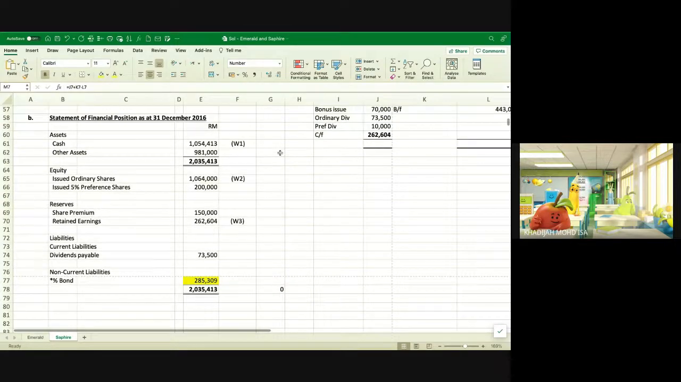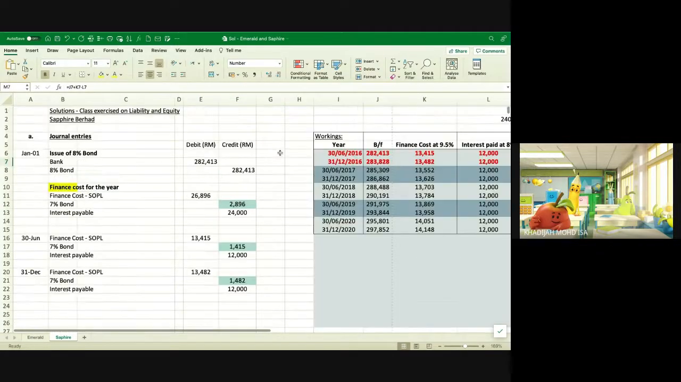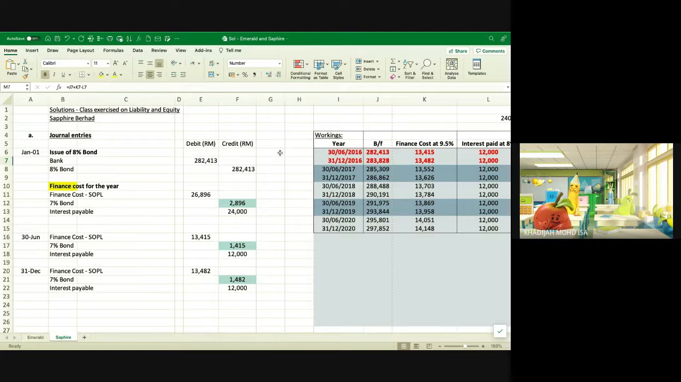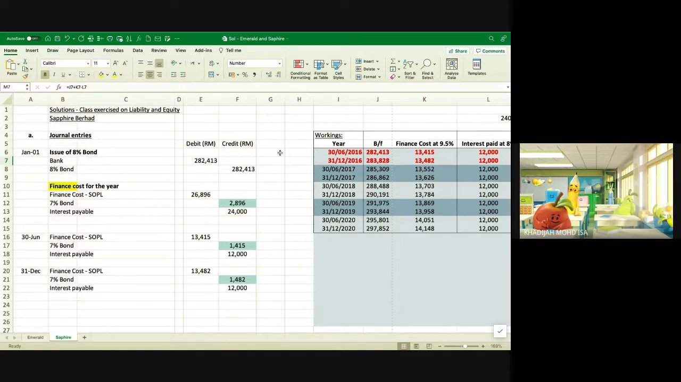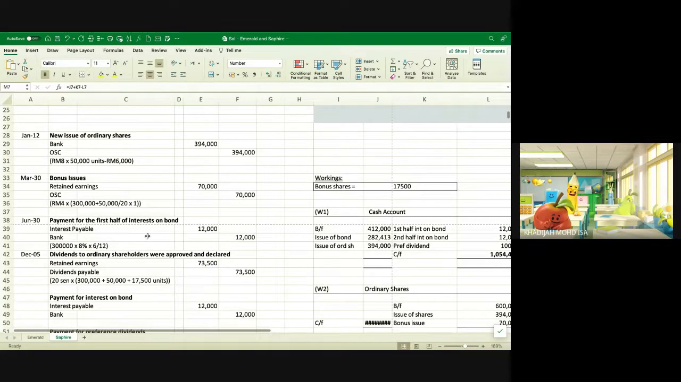You do have these workings. Later, have I shared with you the answer for this? Yes, madam. Okay, later you look back, because I'm sure this question will be in your final exam. So just make sure that you know how to compute your interest there. All right, that is on the bond. We have done the bond, all this earlier.